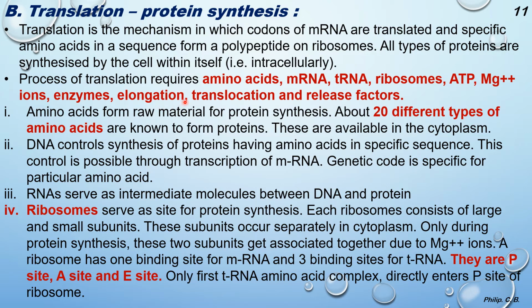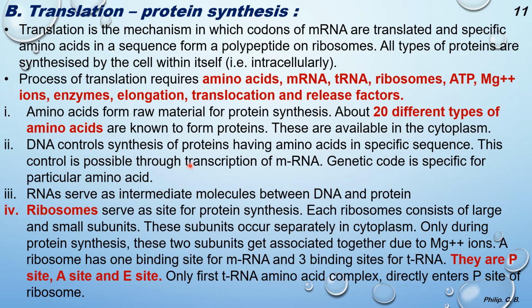Further, the process of translation requires amino acids, mRNA, tRNA, ribosomes, ATP, magnesium ions, enzymes, and elongation, translocation and release factors. So these are the requirements or raw materials for the process of translation. Clear? Further, amino acids form the raw material for protein synthesis. About 20 different types of amino acids are known to form proteins. These are available in the cytoplasm. Now coming to the previous slide where we learned about the dictionary of genetic code, we saw 20 different types of amino acids and 64 codons in combination. So amino acids are the raw material required for protein synthesis.